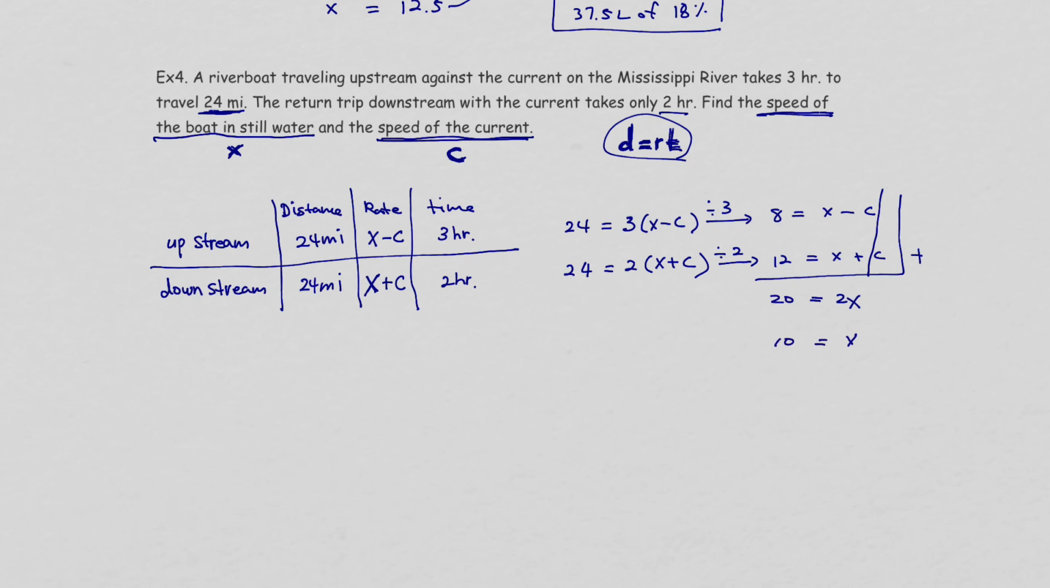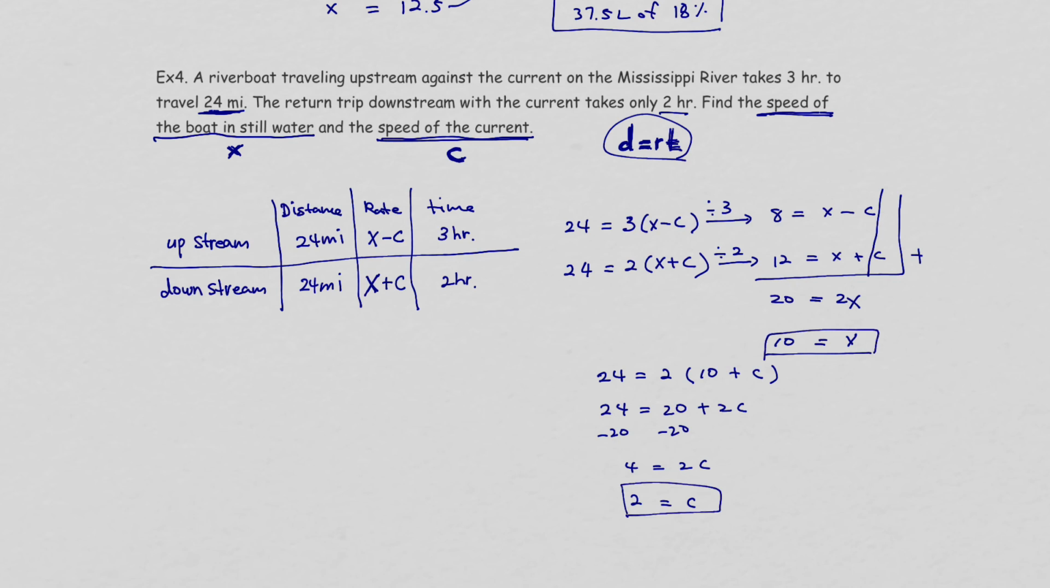So if x is 10, I will replace it in one of these equations. Then I get 24 equals 2 times 10 plus c, which gives 24 equals 20 plus 2c. When I subtract 20, I get 4 equals 2c, so c should be 2. So I have x and c.